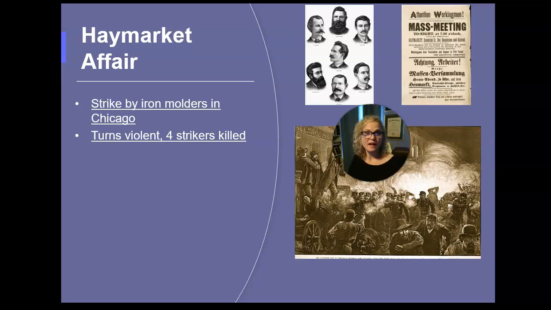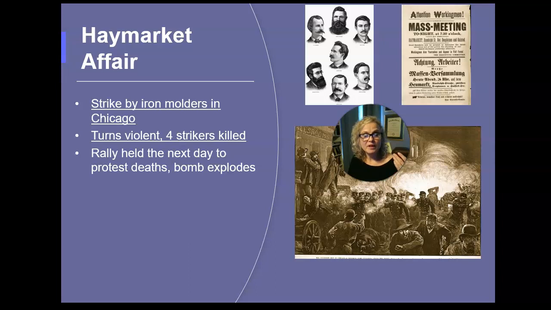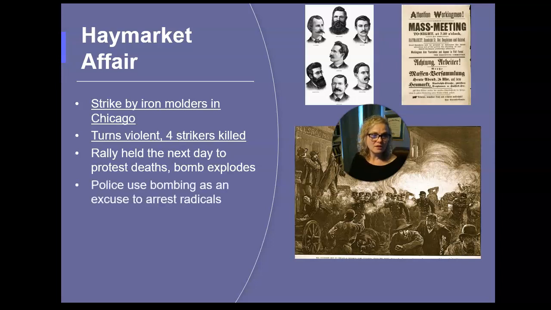The next day, they hold a big meeting to talk about the 4 strikers being killed. At this meeting, a bomb explodes. Nobody to this day knows exactly who set the bomb off, but people do believe it was a group of anarchists. There were anarchists that were part of these labor unions. I'm not saying they made up a majority, but some of them were in some of these labor organizations.